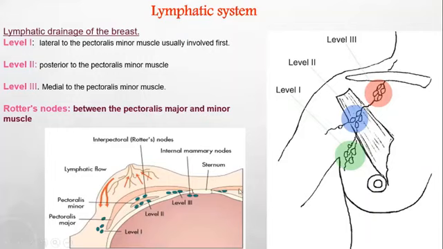Here in cross-sectional anatomy, this might be CT or MRI. Look here. This is a pectoralis major and this is a pectoralis minor. Lateral to which is level 1, medial to which is level 3, posterior to which is level 2. In between the 2 pectoralis is the interpectoral or the Rotter node.